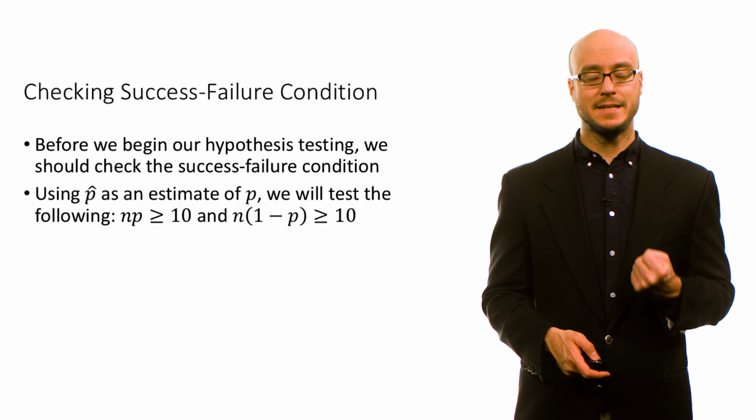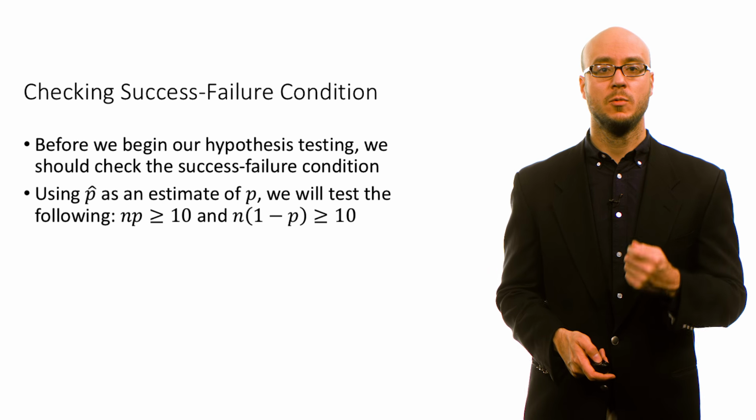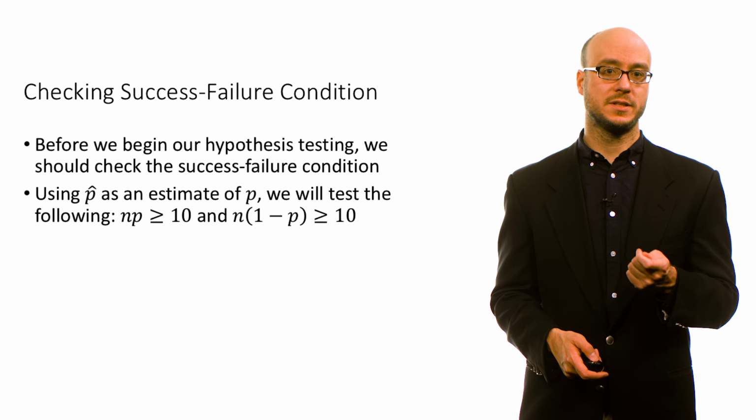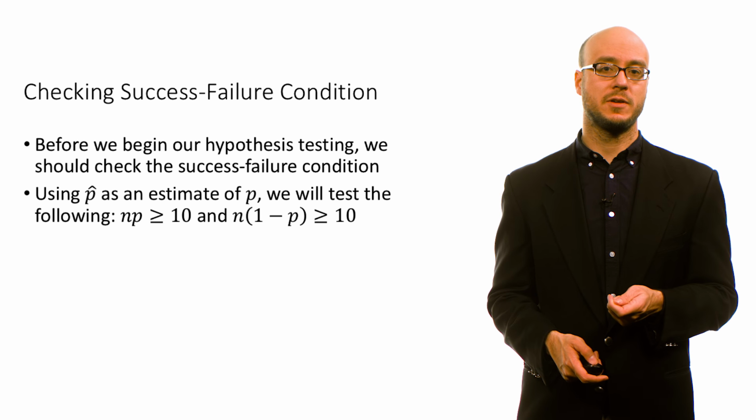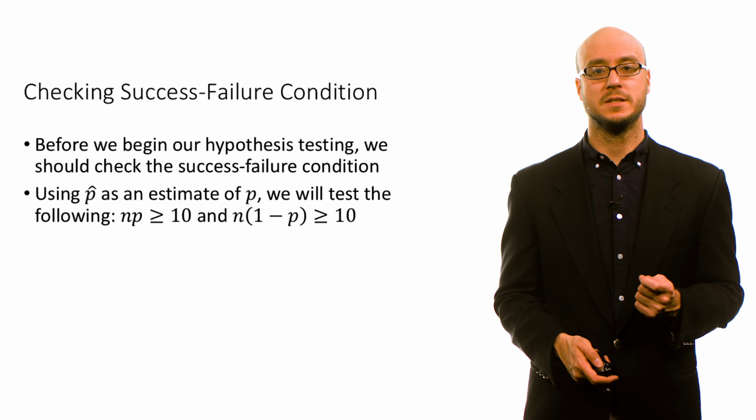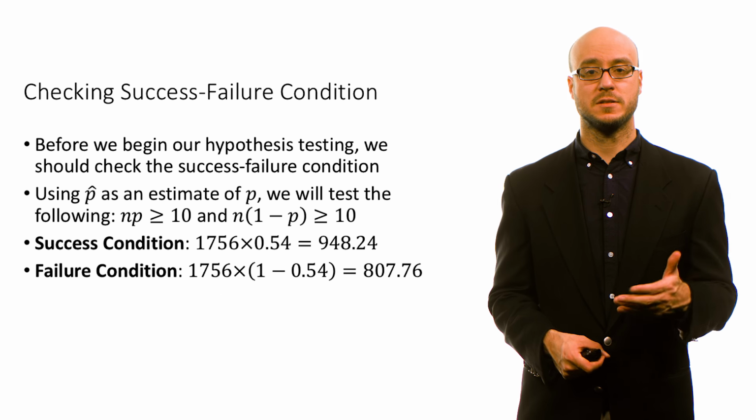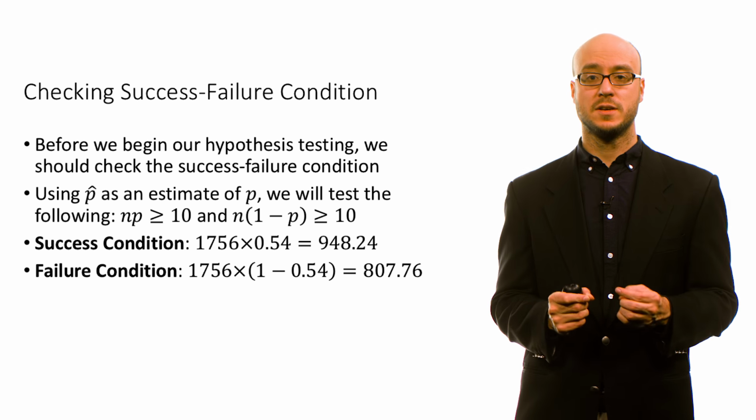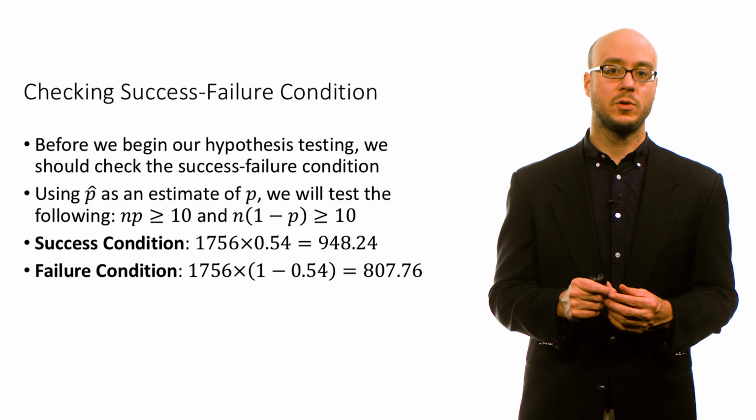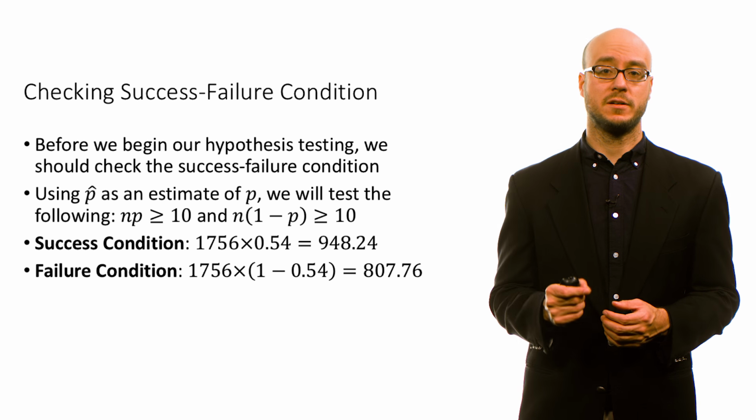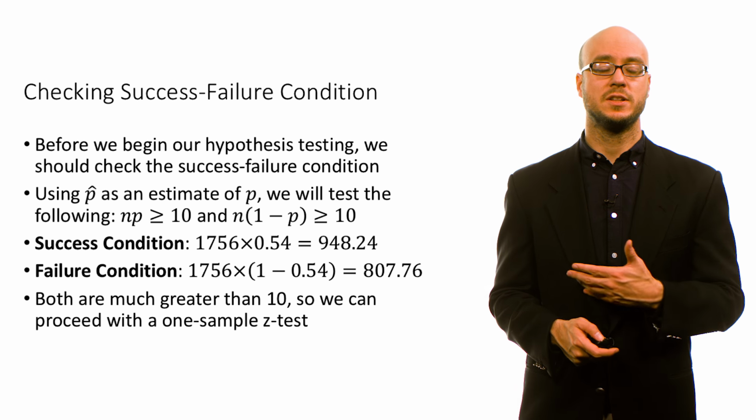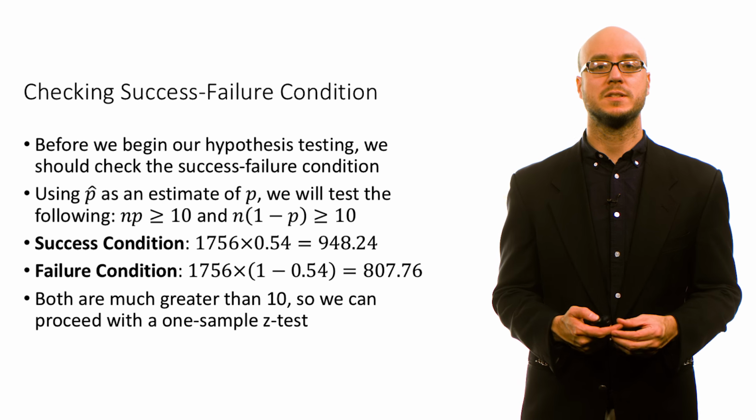Now we're going to check the success-failure condition before we begin hypothesis testing. Using p hat as an estimate for the population proportion p, we want to test the assumption that n times p is greater than or equal to 10 and n times 1 minus p is greater than or equal to 10. The expected number of successes for this sample size is about 948, and the expected number of failures is 808. In both instances, these are greater than 10, so we can proceed with a one-sample z-test.